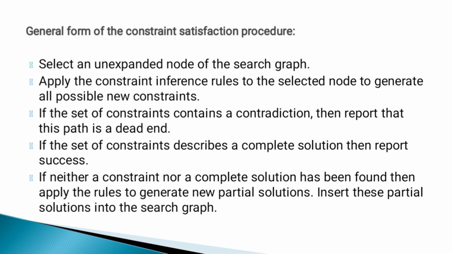In the general form of the constraint satisfaction procedure, the first step is to select an unexpanded node of the search graph. Then apply the constraint inference rule to the selected node to generate all possible new constraints. If the set of constraints contains a contradiction, then report that this path is a dead end. If the set of constraints describes a complete solution, then report success. If neither a contradiction nor a complete solution has been found, then apply the rules to generate new partial solutions, and insert these partial solutions into the search graph.